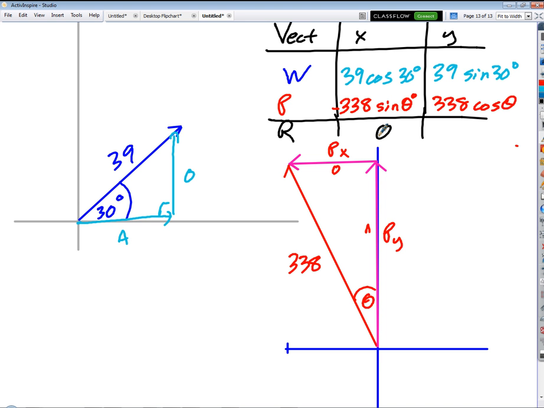Did you switch the cosine and sine over? No, I didn't, but look at the angle we got. The angle's right here this time, the way I drew it. So if this is the angle theta, then the opposite component is the one associated with the x component, opposite side. So it's sine.